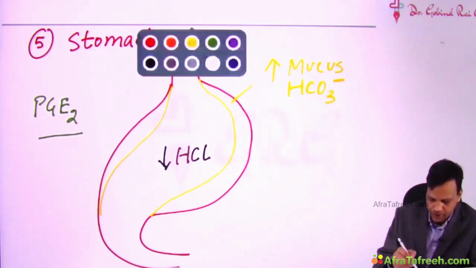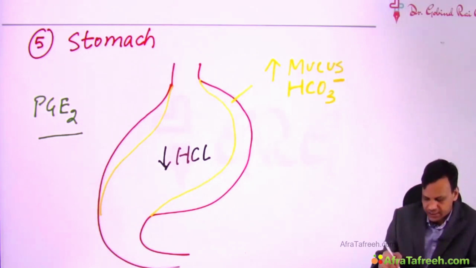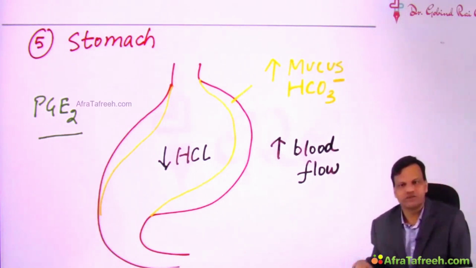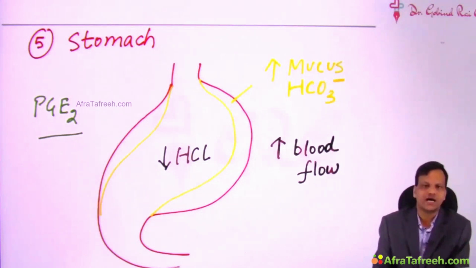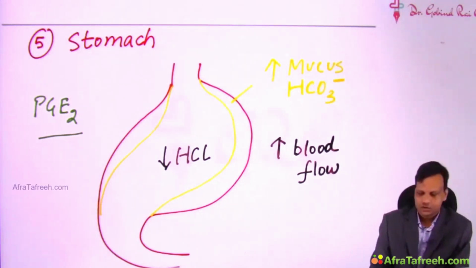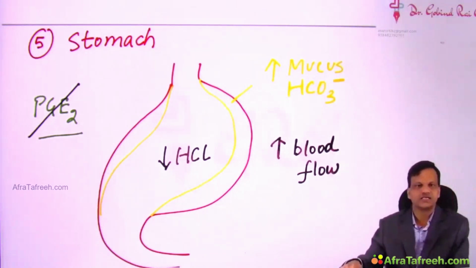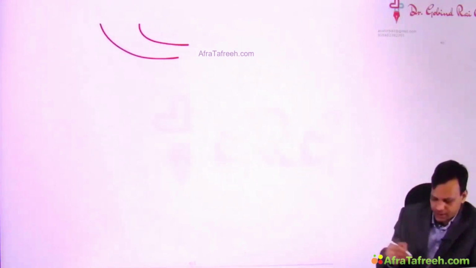And the third very important thing is prostaglandins cause vasodilation. So that will increase the blood flow to the gastric mucosa. Increased blood flow will help in removing the inflammatory mediators. So in short, prostaglandins are protecting the stomach. That's why if prostaglandins are not there, there is increased risk of peptic ulcer. So that is the main problem with the COX inhibitors.